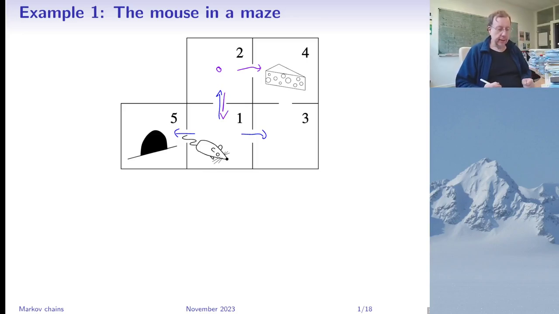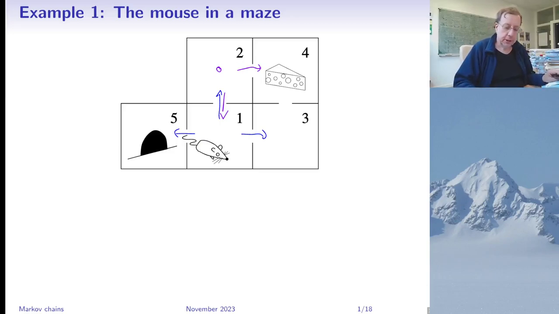However, there are special cases, which are room number four and five. So number four is a place where there's some food. And we're going to assume that once the mouse finds the food, it will stay there for a long while. And the other case is room number five, which is its hole or den or whatever you call the place where a mouse will go to sleep, for instance. And there also we are going to assume that it will spend a long time if it reaches its den.